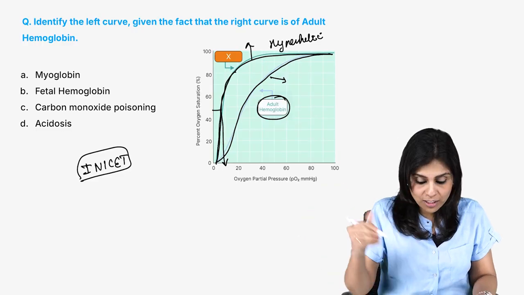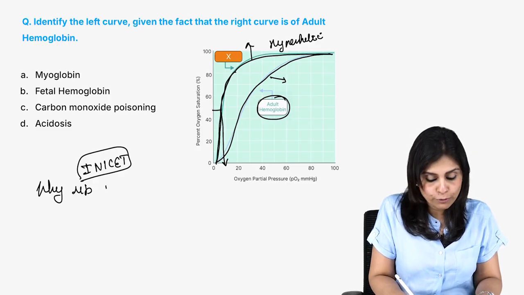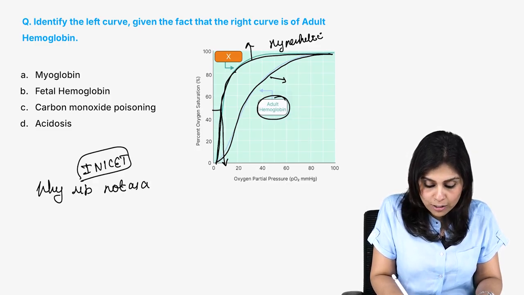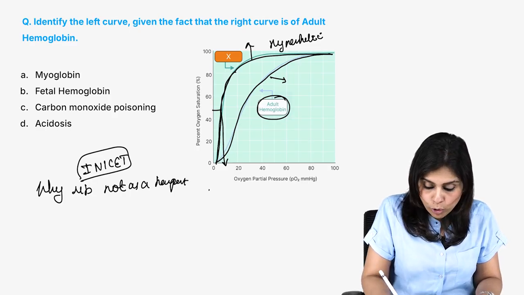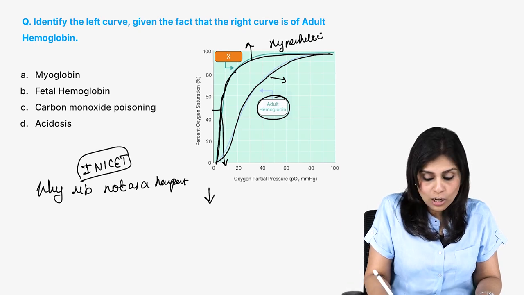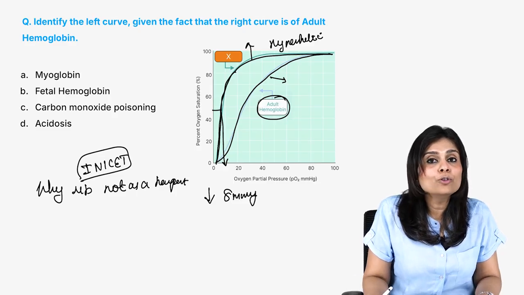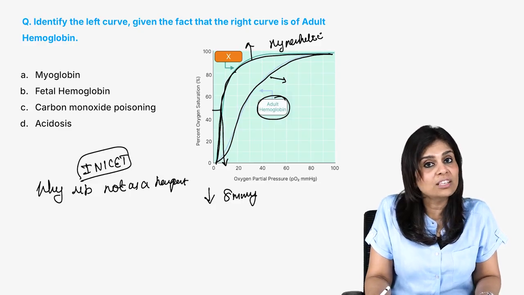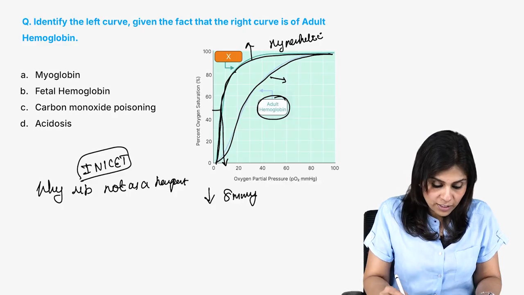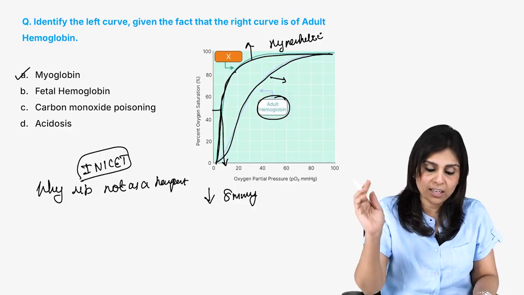So if you are asked, why is myoglobin used only as a storage form, not as a transport form? Your answer should be because myoglobin P50 is very low, close to 8 millimeter of mercury. So it never unloads oxygen to tissues. It can only be used for storage, not for transport. Okay. So what is the answer? The answer is myoglobin because the curve is hyperbolic.